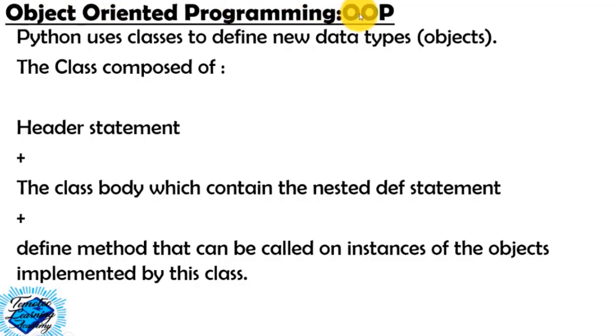Object-oriented programming, OOP. Python uses classes to define a new data type, which is an object. The class is composed of a header statement plus the class body, which contains a nested def statement to define methods that can be called on instances of the objects implemented by this class.